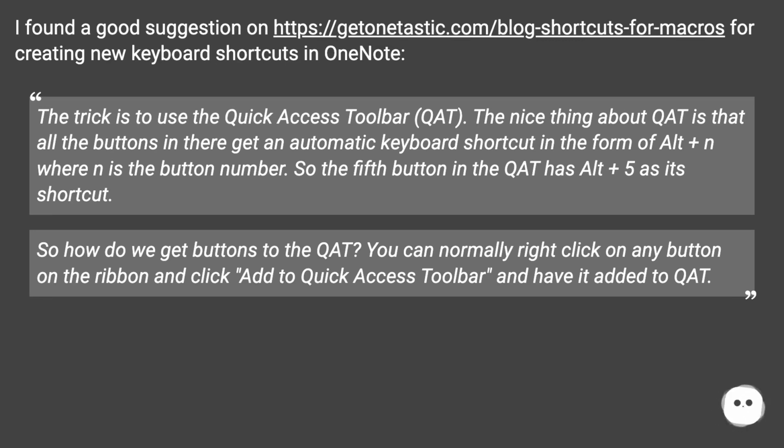So how do we get buttons to the QAT? You can normally right-click on any button on the ribbon and click Add to Quick Access Toolbar and have it added to the QAT.